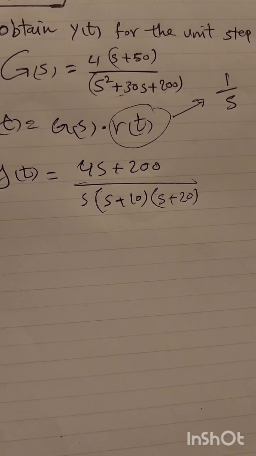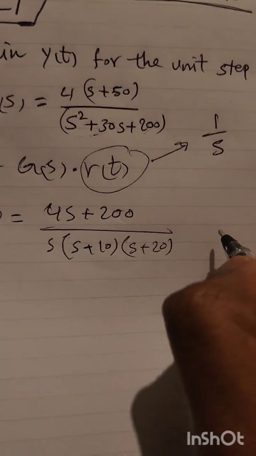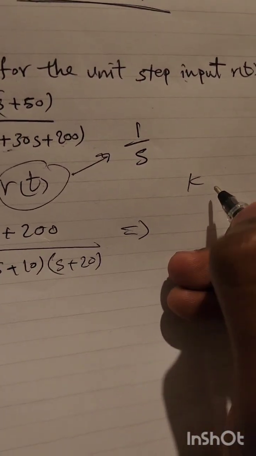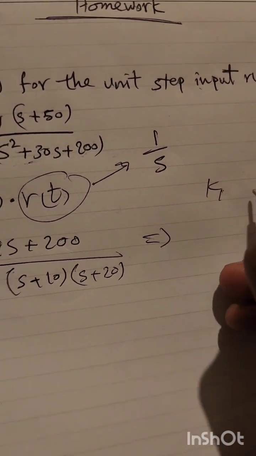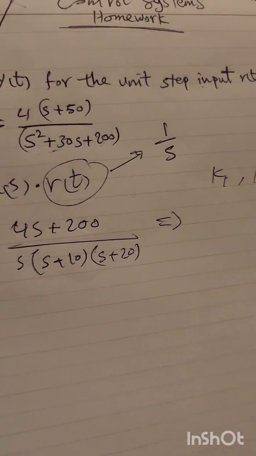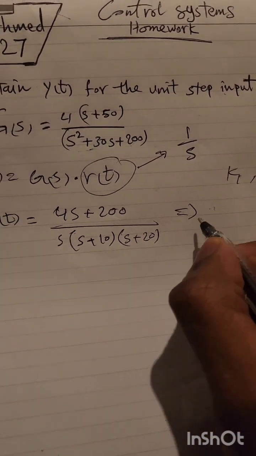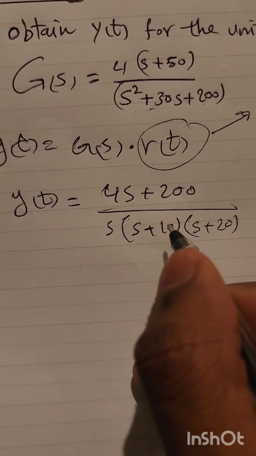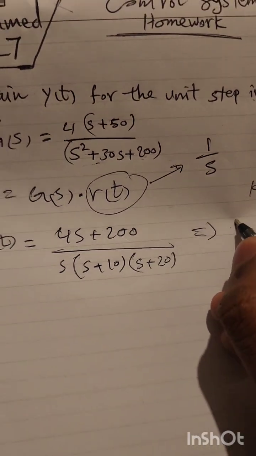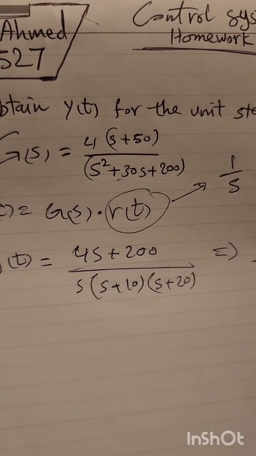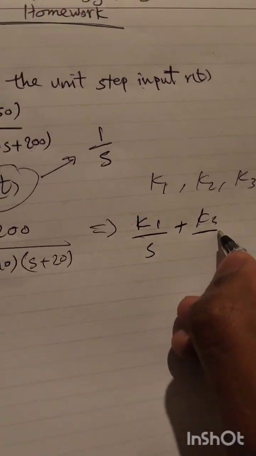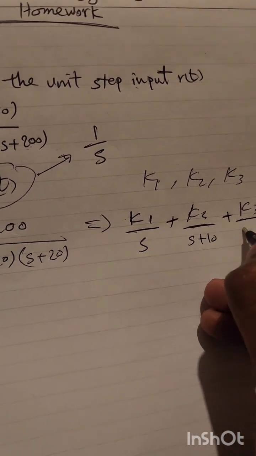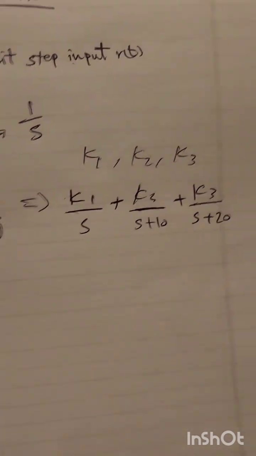Now it's ready to be solved with the partial fractions way. We can consider three variables, k1, k2 and k3, and let's say (4s plus 200) over s multiplied by (s plus 10) and (s plus 20) is k1 over s plus k2 over s plus 10 and also k3 over s plus 20. Let's solve it like this.